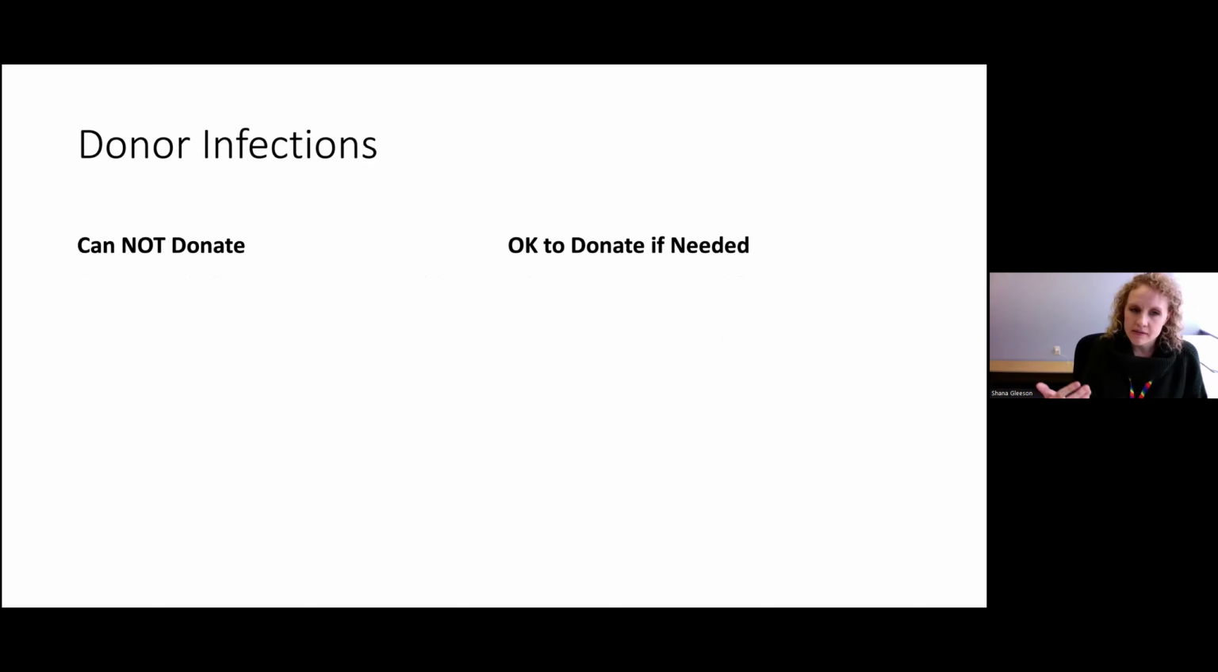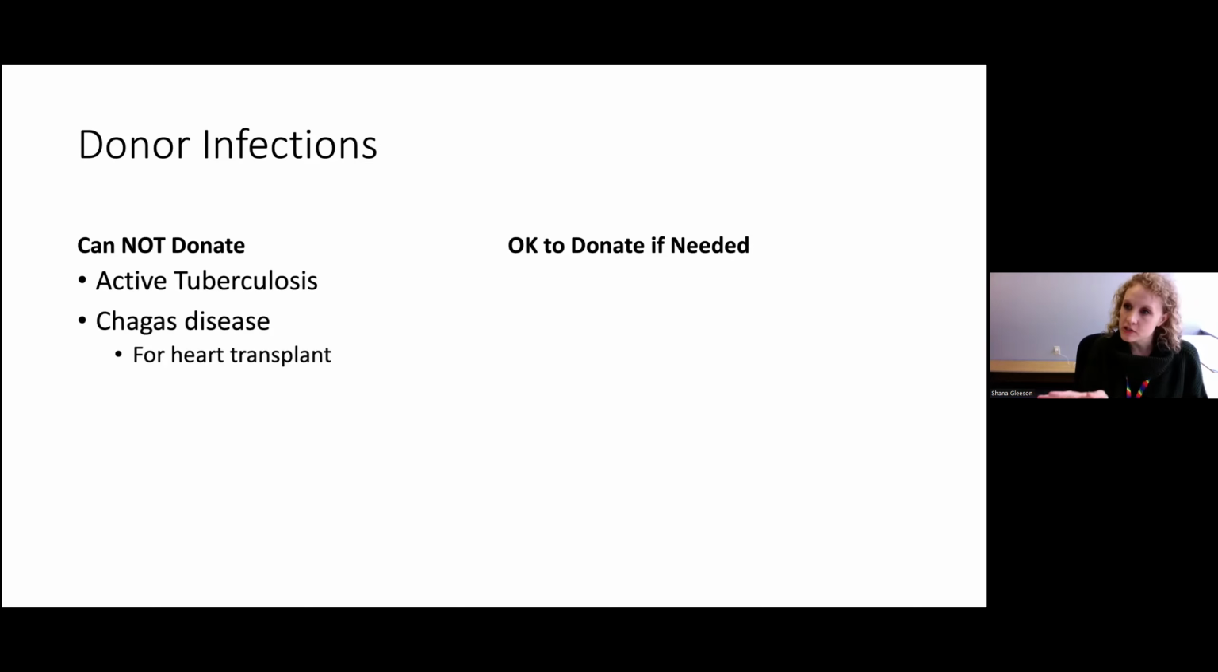This is not an exhaustive list, but some of the highlights from the cannot donate column include active TB. Someone who has active tuberculosis, you cannot use that donor for anything. For Chagas, this is specifically for heart transplant. Actually, you can use livers and kidneys from some people who have a history of Chagas, but for hearts, you're not supposed to use it at all because of the risk of overwhelming donor-derived infection.